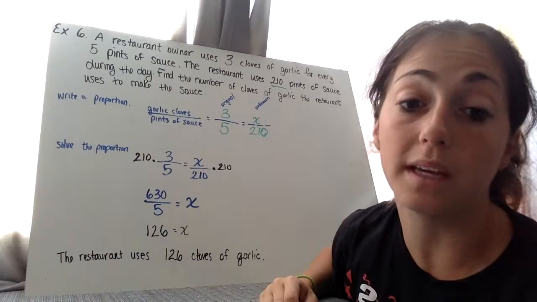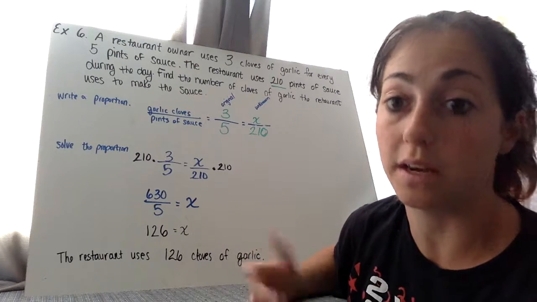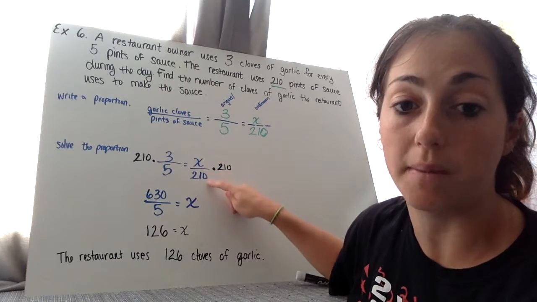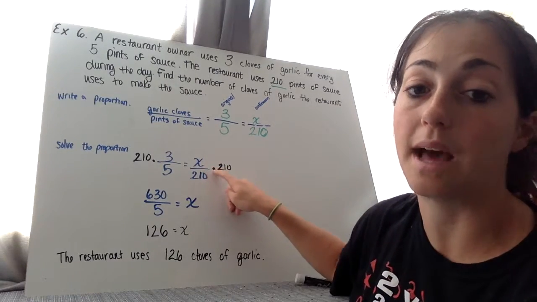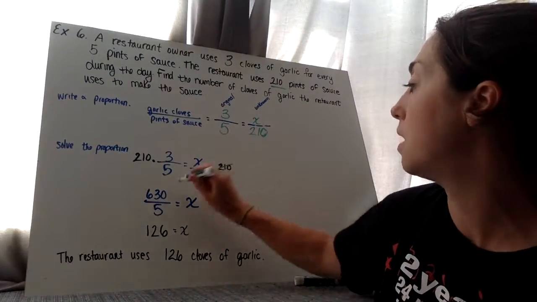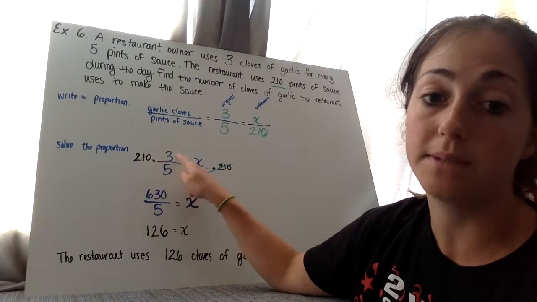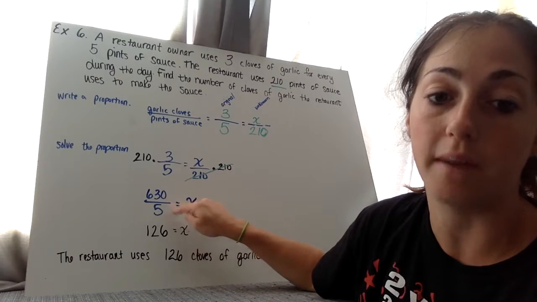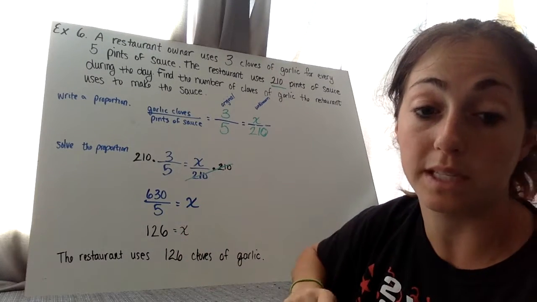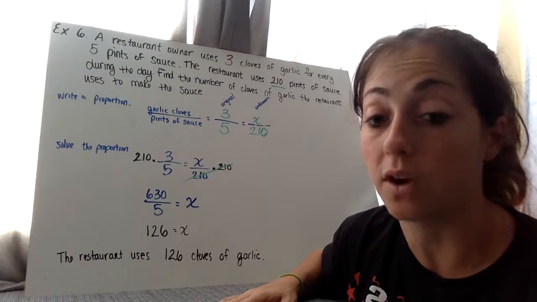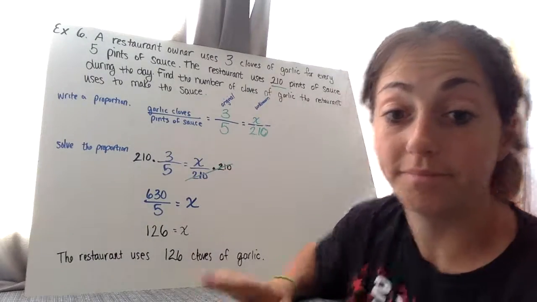Solve it any way you'd like. The other way we didn't talk about just yet, other than the example, is to multiply by the denominator. The x is being divided by 210, so to cancel that out, I'm going to multiply by 210. Those then cancel. And now I have 210 times 3, which is 630, divided by 5, which is 126. So, whoa, our restaurant uses 126 cloves of garlic during the day. Sweet.